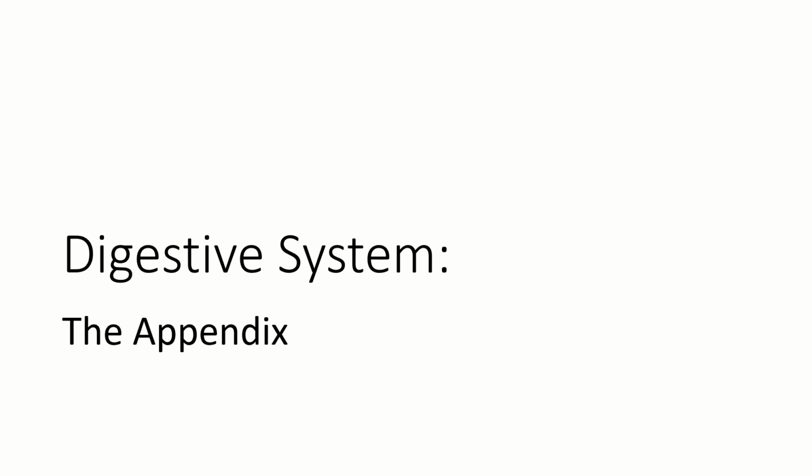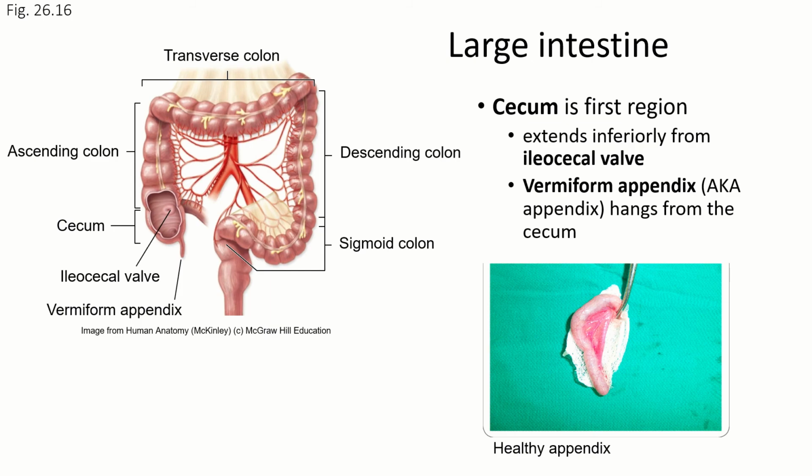And now to introduce you to the appendix. The appendix hangs off your large intestine, specifically this little pocket called the cecum off of your large intestine, which is where the small intestine empties into the large intestine at the ileocecal valve. There's the cecum, and then this tiny little thing here is the vermiform appendix.